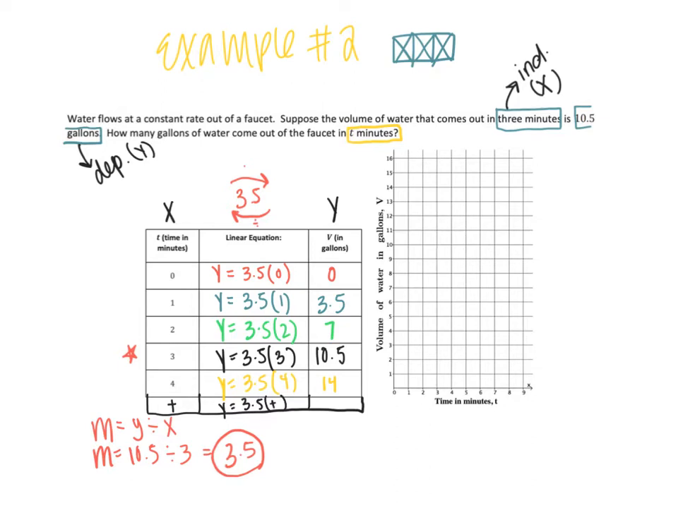And I can't really get it any more simplified than that. I can't solve that problem because there's 2 variables. So that is going to be my answer. So in t minutes, it's going to do whatever t times 3.5 is.